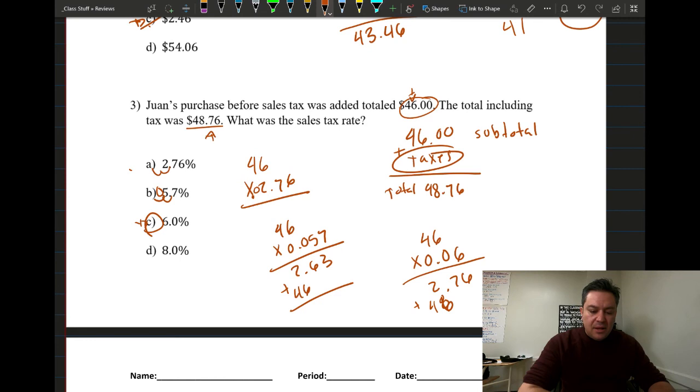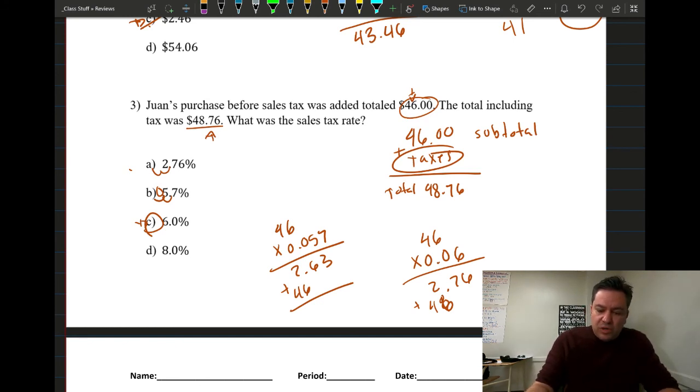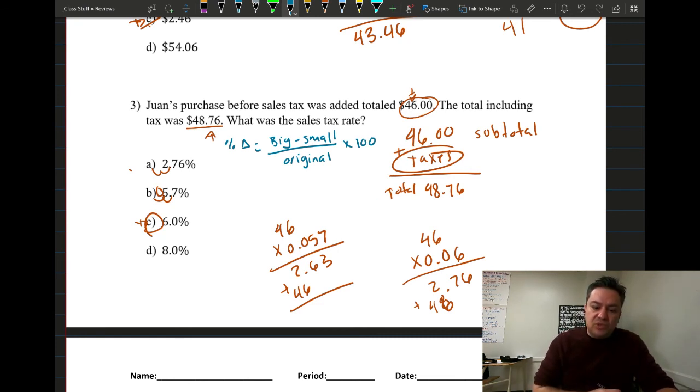Now, the way to find the sales tax in this one, the tax rate, is a little bit different. We're going to find the percent increase. For this one, the other way is to use the formula that we learned about percent increase. So, percent change is going to be big number minus small number divided by the original. And then at the end, you can just move the decimal 2 places to the right. That's the second way to do this, okay?